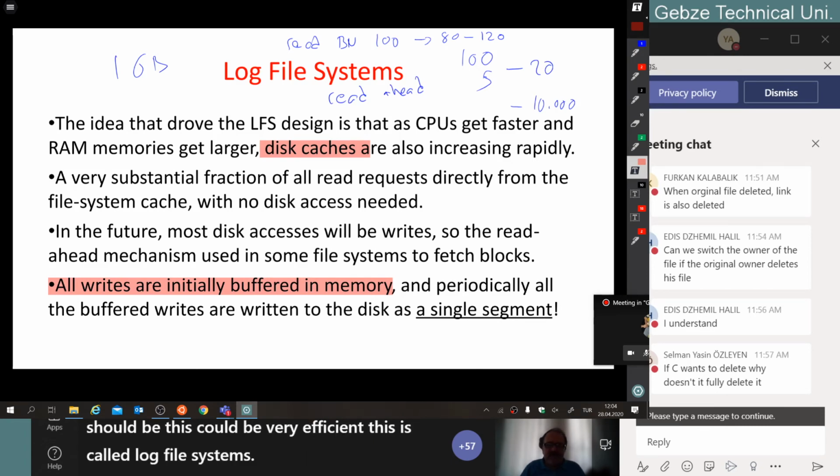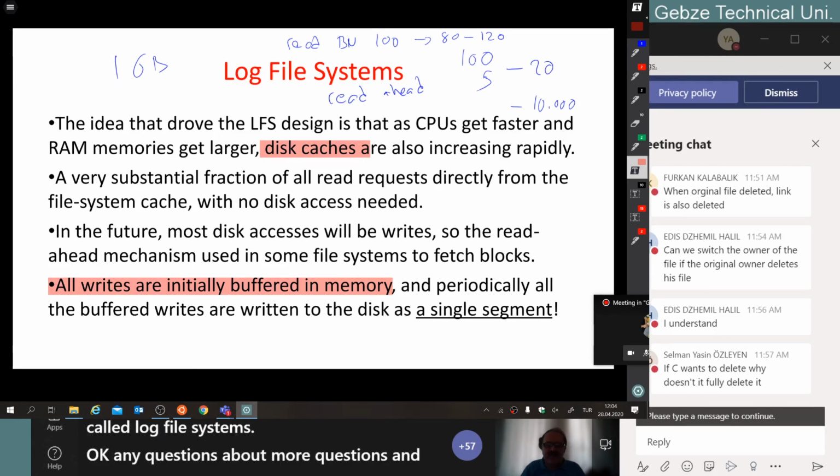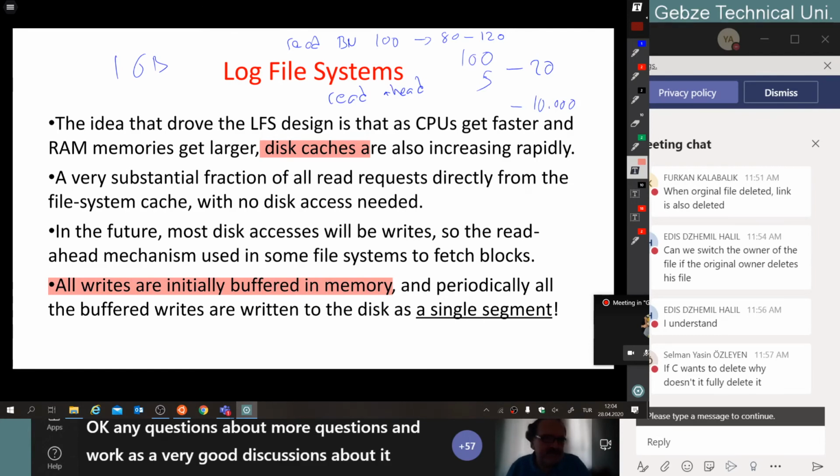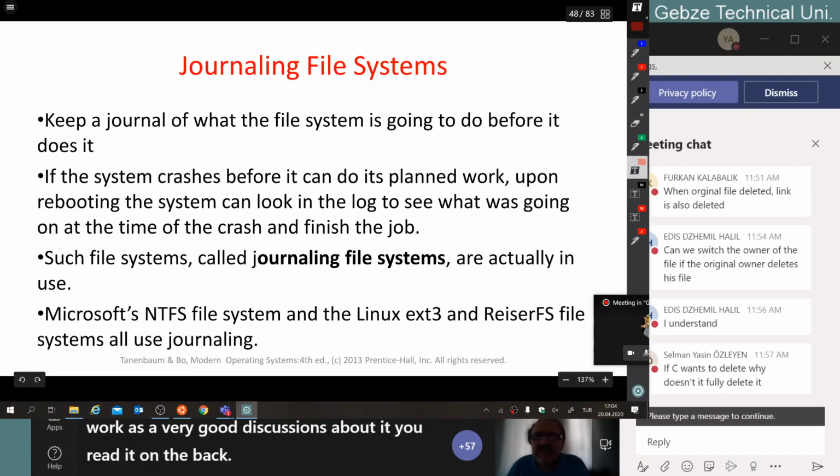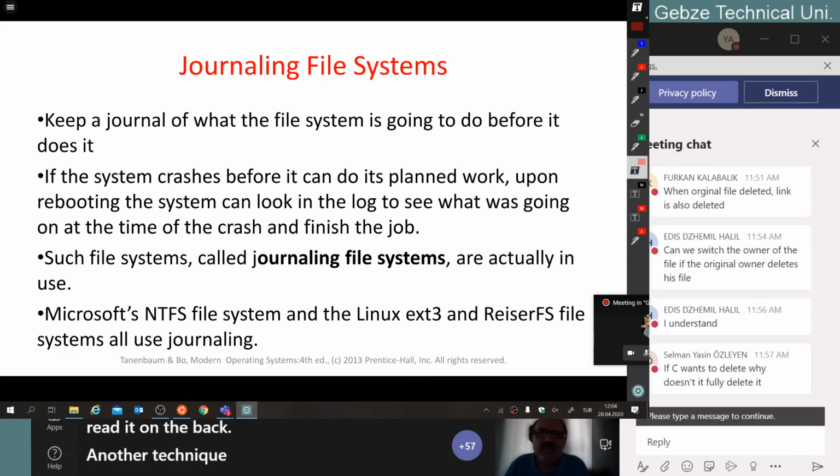Any questions about log file systems? The book has a very good discussion about it. You can read it in the book. Another technique used with file systems is the journaling file systems.